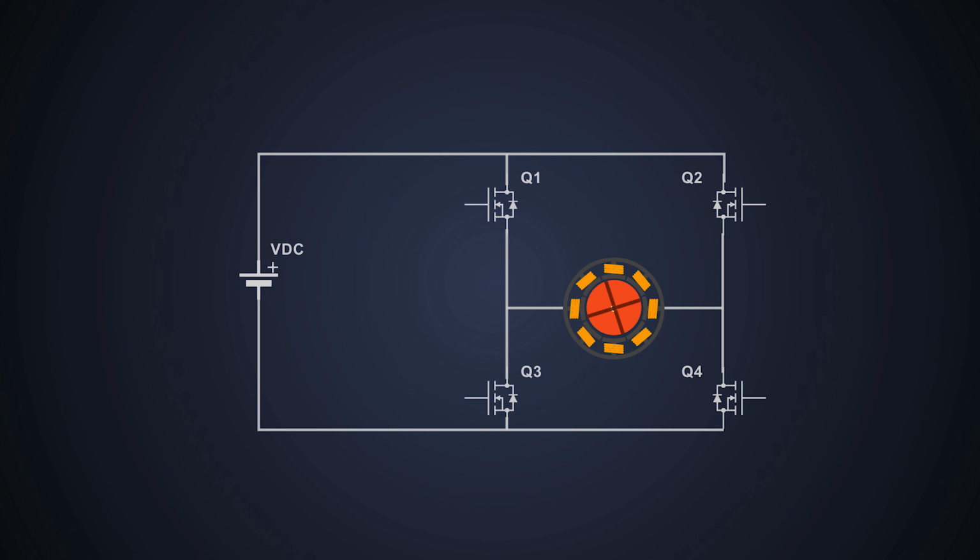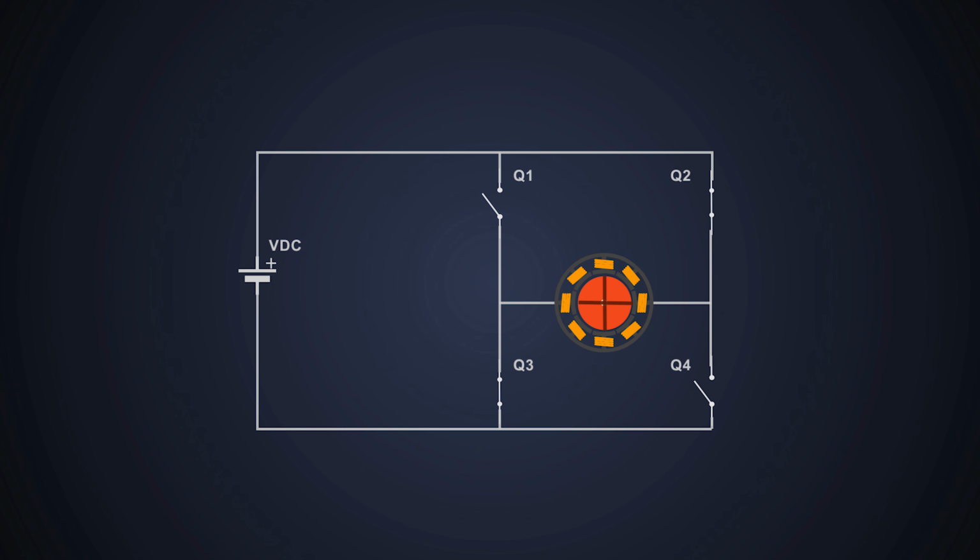Let's take an example of this circuit. These MOSFETs are Q1, Q2, Q3 and Q4. When Q2 and Q3 are turned on, the motor runs in the forward direction. Whereas when Q1 and Q4 are turned on, the motor rotates in a reverse direction. Let's see the working of the H-bridge motor driver.